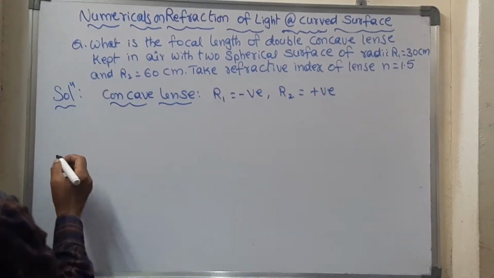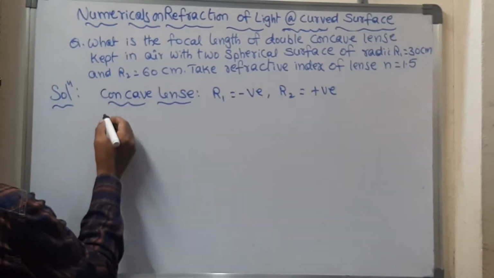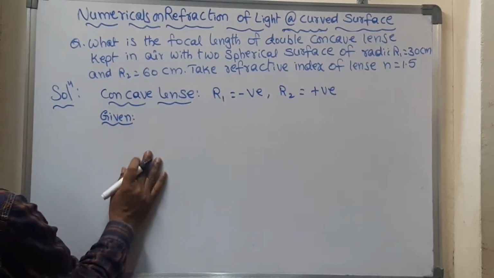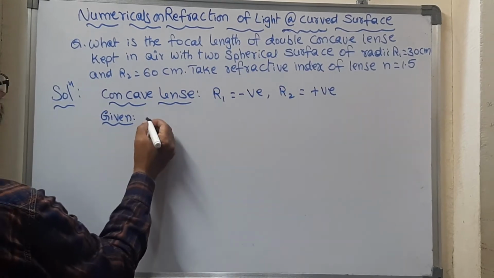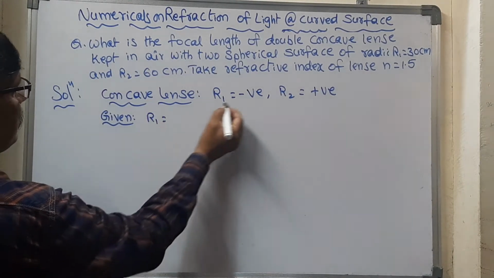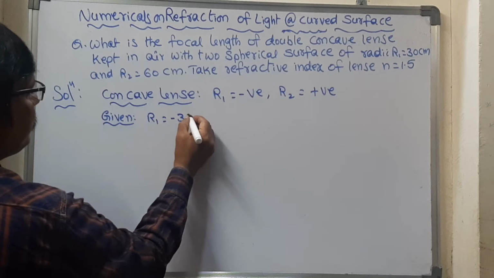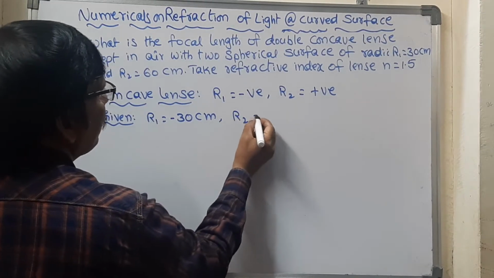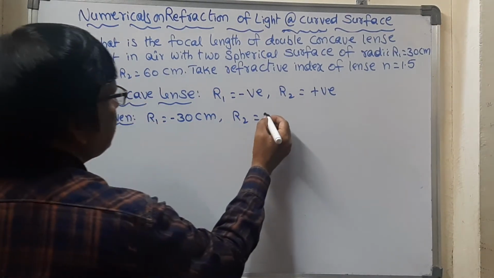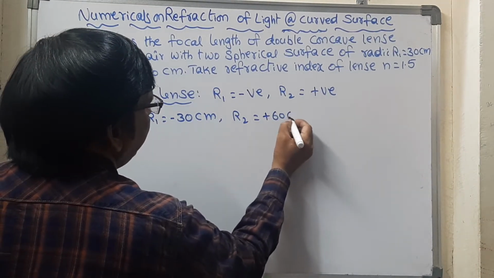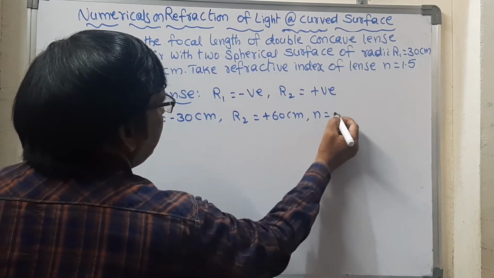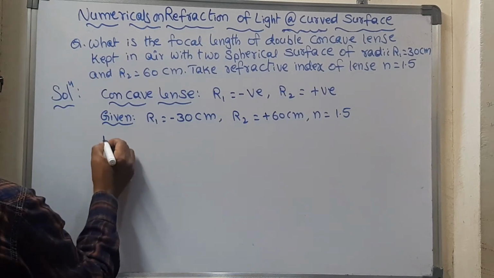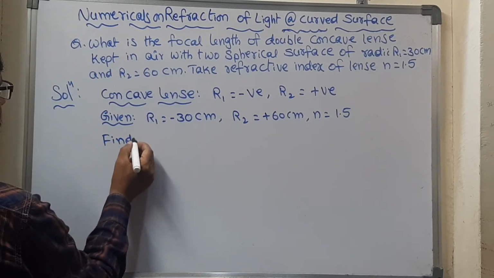And now first of all, let us see what data is given to us. The radius of curvature R1 is equal to 30. Apply the sign convention, so that is minus 30. And R2 is 60, so plus 60; if you are not writing the plus, no matter. For n there is no sign convention, so n as it is, n is 1.5, given.